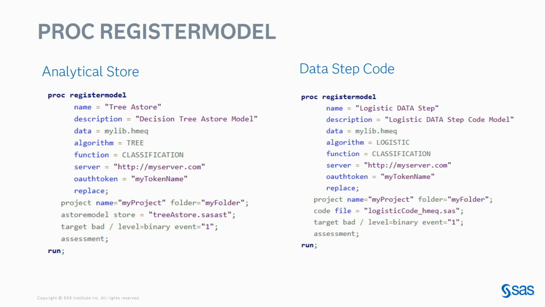So when you train models in SAS code, there are typically two types of scoring assets that you create: an analytical store, also known as an A store, or a data step code file. Now, it's important to keep these in mind when you're using proc register model, because there is a slight difference here between the two codes that we see above us. So if you're using analytical store, you're going to use the A store option. If you have a data step file, you're going to use the code file option, but everything else is pretty similar there. And what you're also going to see is that you're going to be pushing these models to a SAS Viya environment, and we're just going to be specifying that information there.